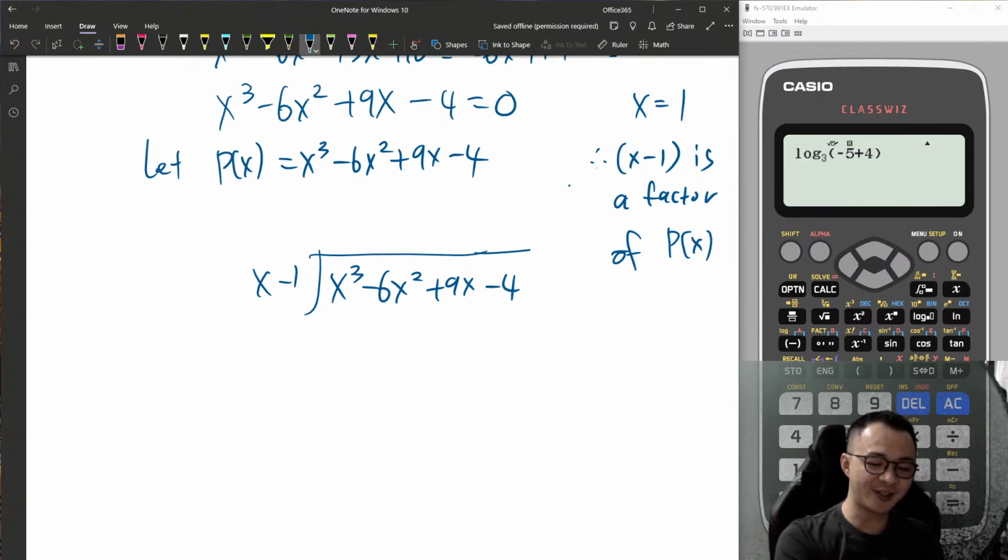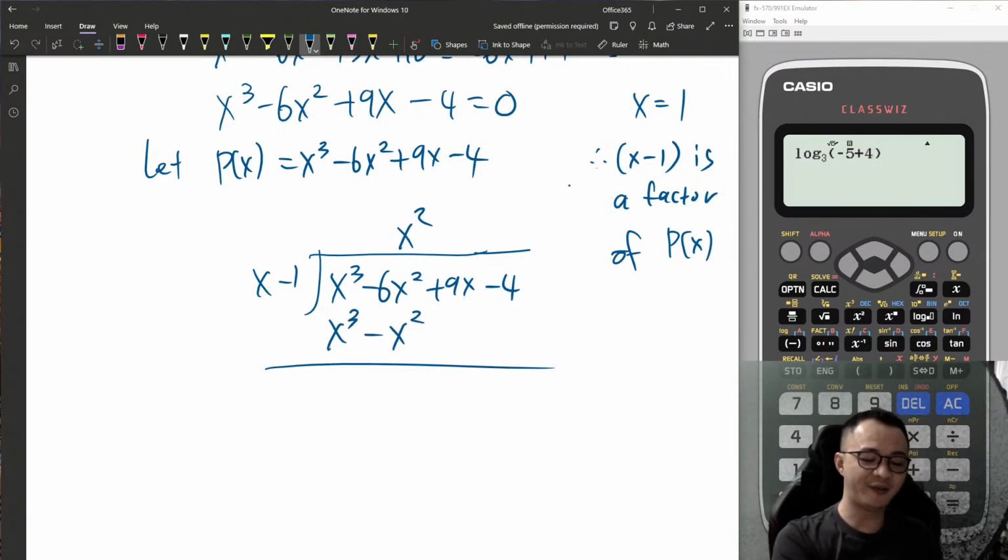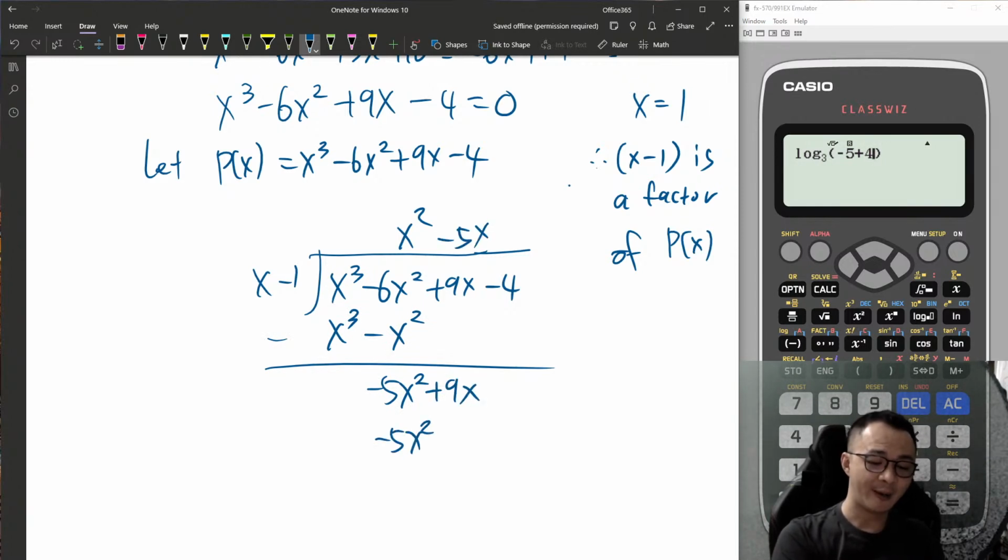Alright, so in order to get x cubed, I multiply x squared here to get x cubed minus x squared. Then I have a minus here. This is -5x squared plus 9x. I will do -5x, get -5x squared plus 5x. Minus it, I get 4x minus 4. Then I will plus 4. This one should be 4x minus 4.